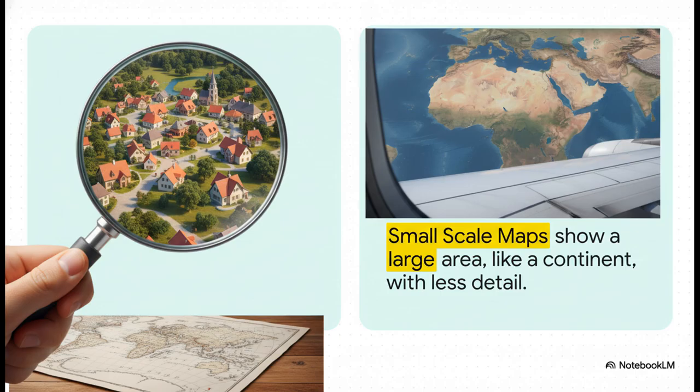Okay, now this next part can feel a little backwards at first, so stick with me. A large-scale map actually shows a small area like a village, but with tons of detail. And a small-scale map shows a huge area, like a whole continent, but with way less detail.